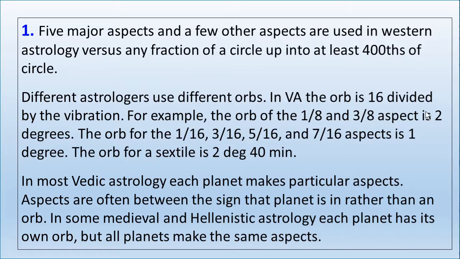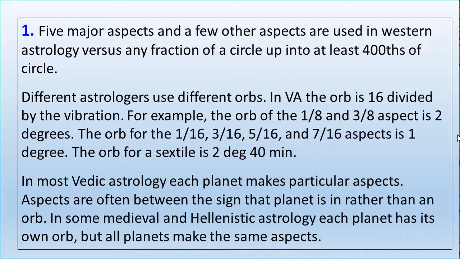Now, also related to aspects is the question of orbs. So in vibrational astrology, we have a simple formula for determining the orb. Because an aspect is a fraction of a circle, we take the denominator, the bottom part of the fraction, and divide it into 16, and that is the orb. So for example, the orb for a 1/8 aspect, or a 3/8 aspect, also known as a semi-square and a sesquiquadrat, what is the orb? Take the denominator 8, divide it into 16, the orb is 2 degrees.